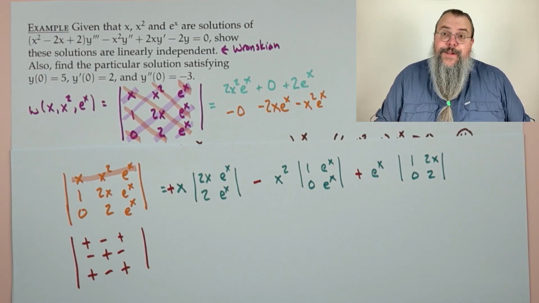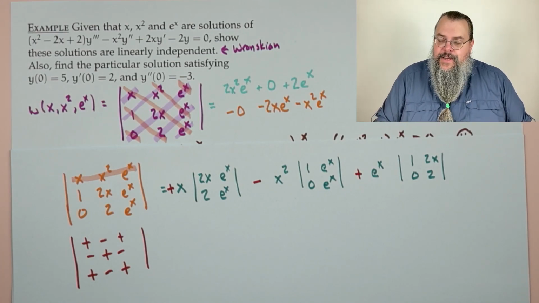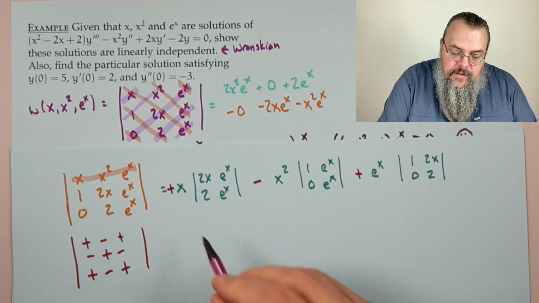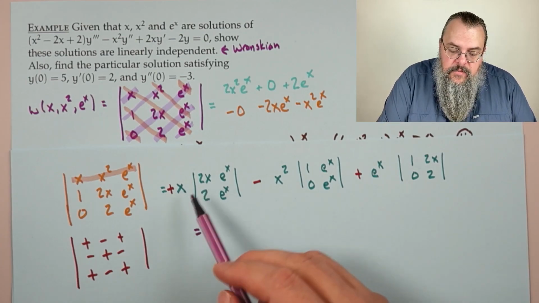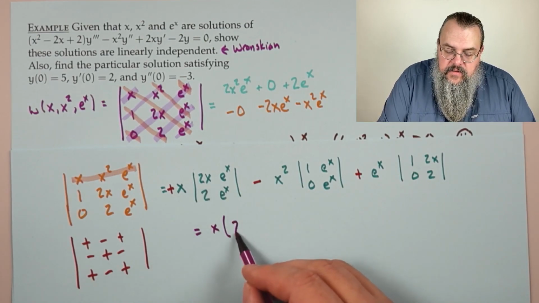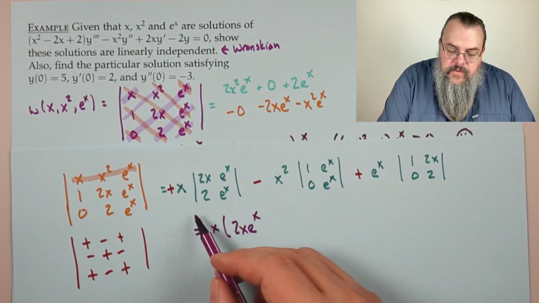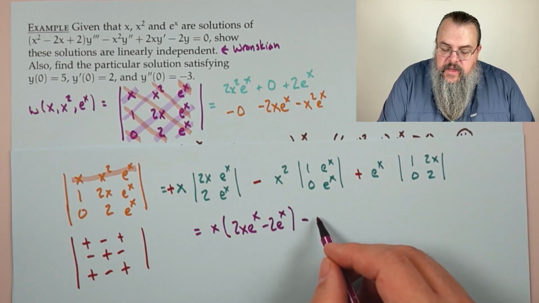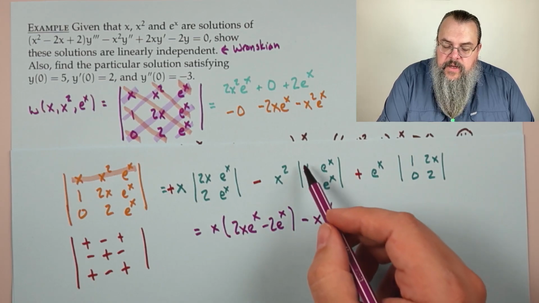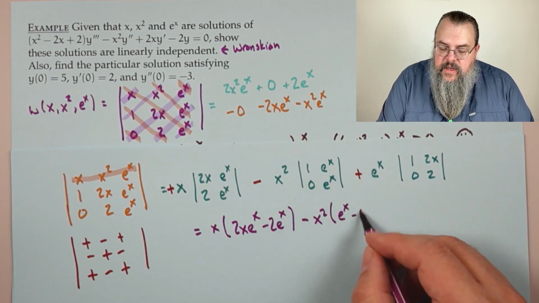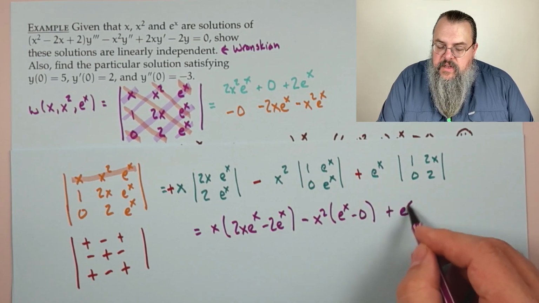Now, what have we done? Well, instead of having a 3 by 3 determinant, now you have a bunch of 2 by 2 determinants, and you just go through one at a time. And what do we see? We see x, and here we'll have 2x e to the x, because 2 by 2s are easy. Subtract 2e to the x, and then minus x squared, and then we'll have 1 times e to the x, subtract 0 e to the x, and plus e to the x.